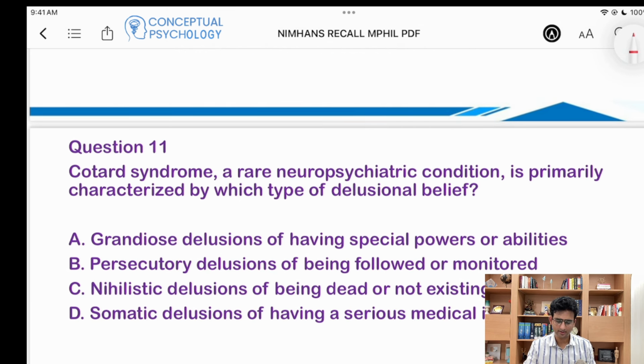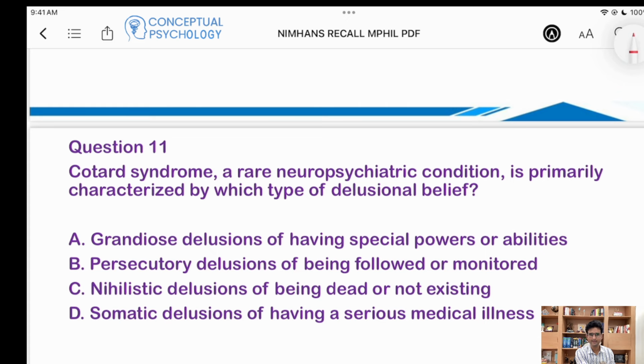Cotard syndrome, a rare condition, is characterized by which type of delusional belief? We talked about it. It is characterized by nihilistic delusion, or delusion of nihilism. So not grandiose delusion, not persecutory delusions, it's nihilistic delusion. As the name suggests, nihilism, end. Patients develop the belief that things are about to end. Patient may come and say that everybody is dead. The water has stopped flowing. The air has stopped flowing. Water is all frozen. Or patient may say something like, all my organs are rotten.